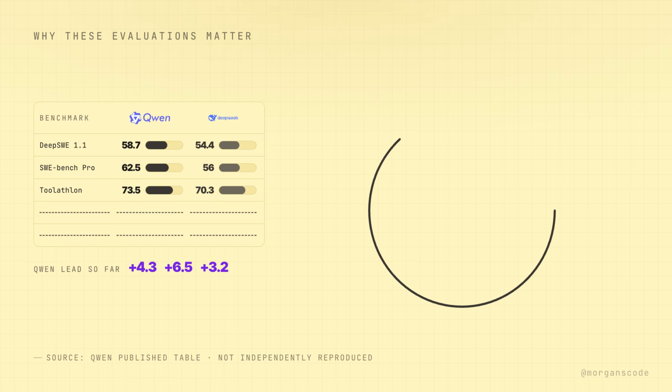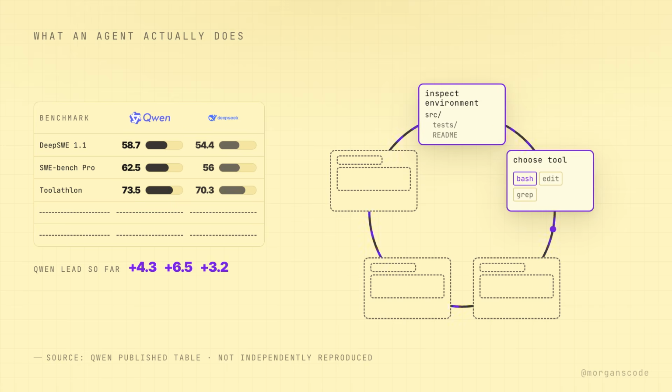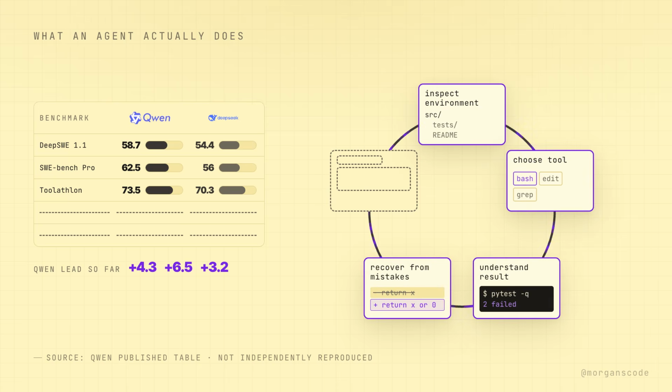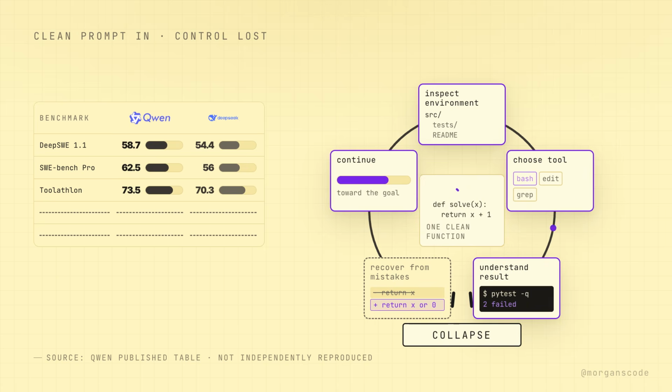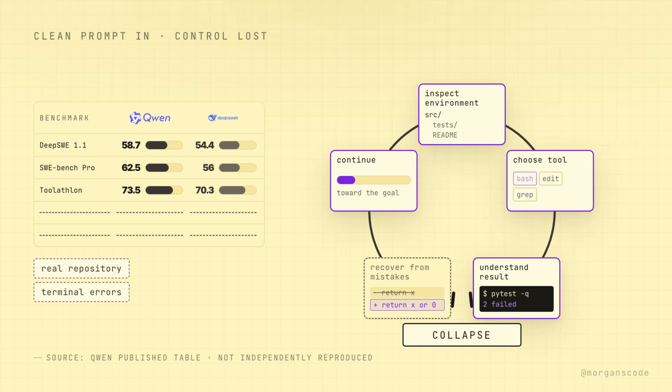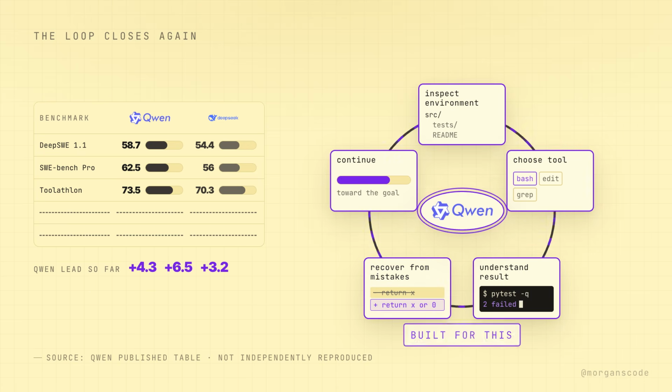These evaluations matter because an AI agent needs more than coding knowledge. It must inspect an unfamiliar environment, choose the correct tool, understand the result, recover from mistakes, and continue working toward a goal. That is where many local models collapse. They can produce an impressive function from a clean prompt, but lose control when the task includes a real repository, terminal errors, incomplete documentation, and several connected decisions. Flash Next appears to be built for exactly that kind of work.